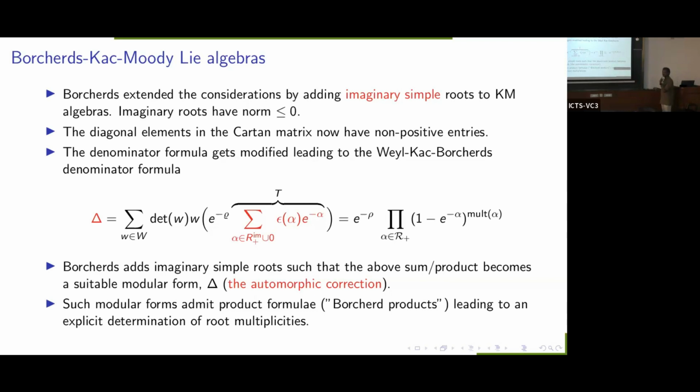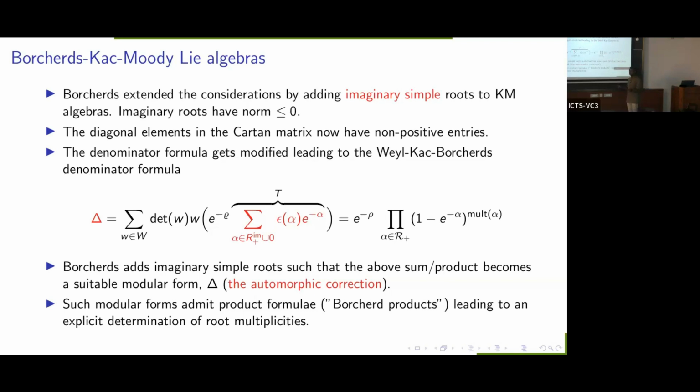But Borcherds did something interesting. He says, so far we have not had simple roots which are imaginary, that have 0 or negative norm. So he said, let's add them into the story. How many should I add? Okay, that is the question. So his idea was you keep adding them until that object which you have becomes some automorphic form. Of course that's not the way you do it. You construct an automorphic form and then interpret that as multiplicities, etc. So you construct some object which looks like this, and you solve the multiplicity problem.